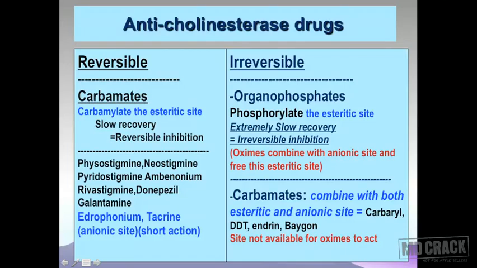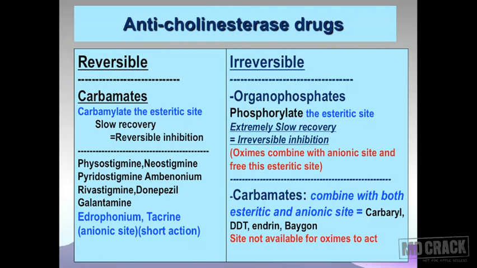On the left hand side, in the left column, I'm showing the reversible agents, and these reversible agents are carbamates in structure, so they carbamylate the esteratic site of the enzyme. By the way, the enzyme has two sites, esteratic site and anionic site, and the carbamates carbamylate the esteratic site. When this site is carbamylated, the recovery from inhibition is quite slow. But still, you can reverse the inhibition, and that's why it's called reversible inhibition.